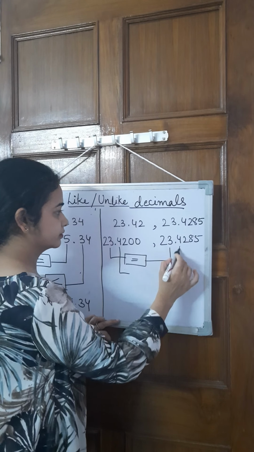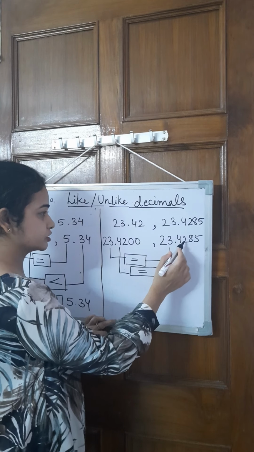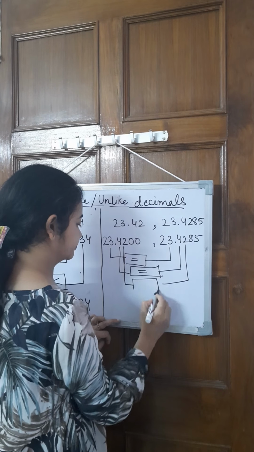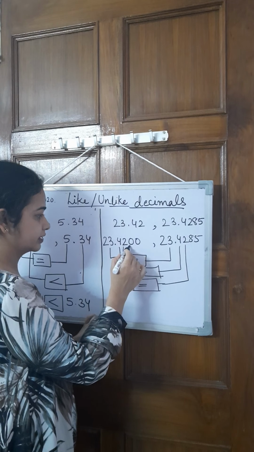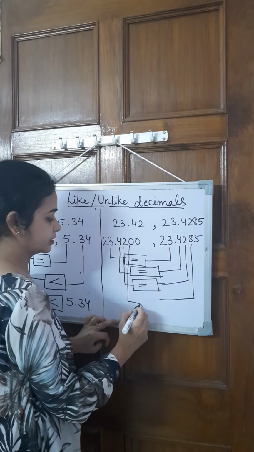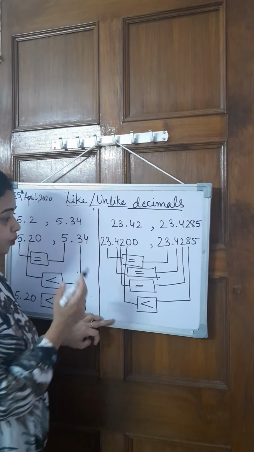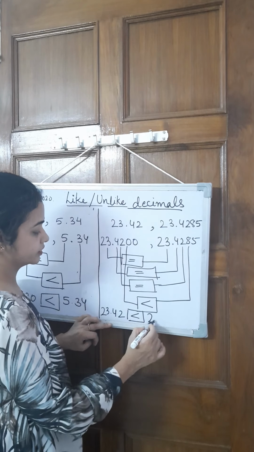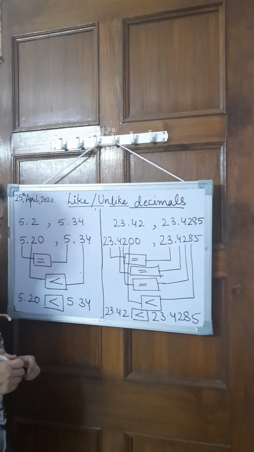Now take the 10th part. This is again the same. When I take the 10th part, this is 4, this is 4, so this is again the same. Now let's take the 100th part. This is again the same. Okay, so now we'll compare the third case, that is this part and this part. Now this is 0 and this is 8. So yes, this is greater. So what we can say is that 23.42 is less than 23.4285. Clear to everyone? Easy?